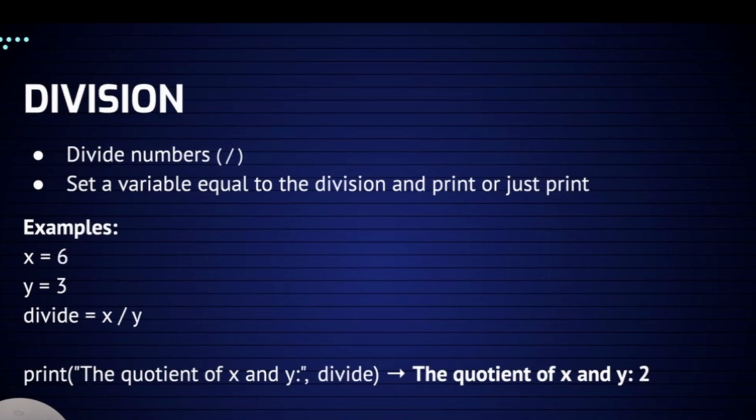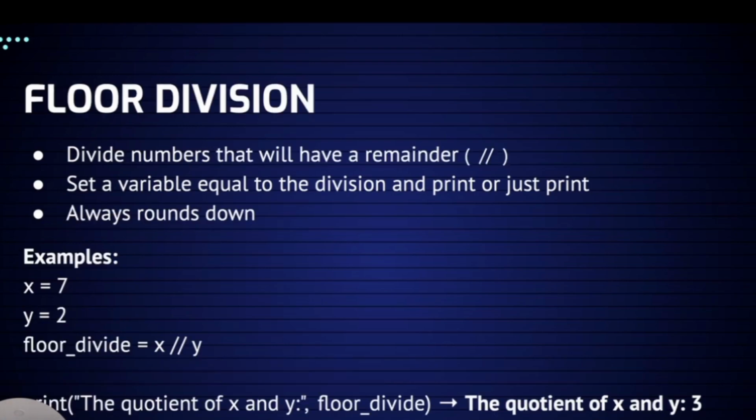So for division, when we're dividing numbers, we're using the forward slash. And same thing here, it's either a variable and printing it or just printing it. So if we had x as 6 and y as 3, we could do 6 divided by 3 and store that in the divide variable. And then we would get, when we printed it, we would get 2 still. Or we could just do it right in the print statement for 8 divided by 2, like in the example, and get 4 using the forward slash.